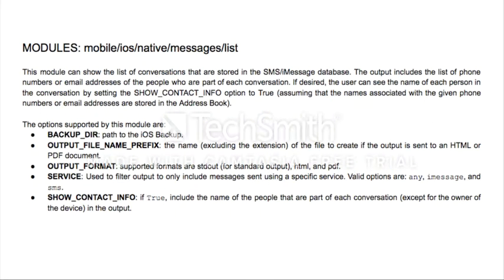Finally, the messages list module shows the list of conversations that are stored in the database, and that's what I was talking about earlier. With this module, you can get the IDs of the conversations, and with each conversation, you can see who's part of that conversation. So from here, you can see which conversation you're interested in, or the range of conversations if you want to extract them all, and use that information with the other module to extract the actual conversations. So, with that overview, now it's time for the demo.